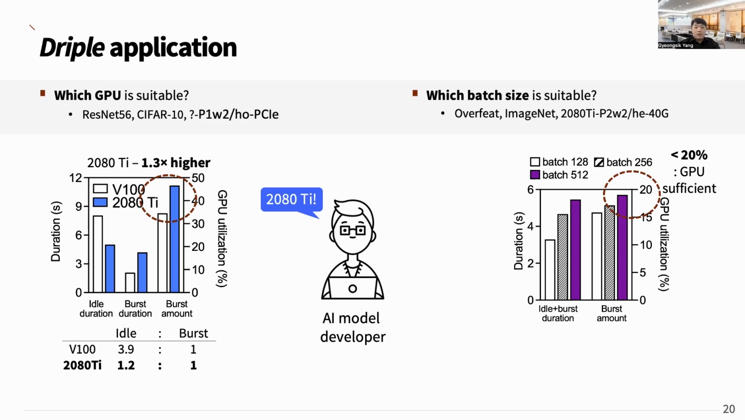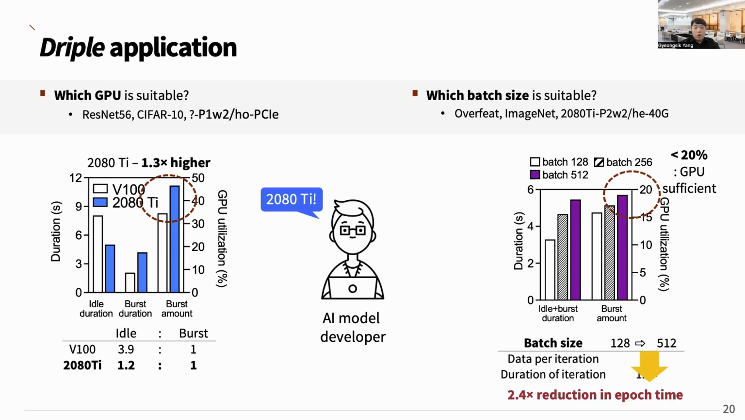In terms of the idle and burst duration, the data processed by an iteration increases 4 times when the batch size increases. But the required time per iteration increases only 1.7 times. This means that when the identical epochs are required for training, the training time will be 2.4 times shorter with the highest batch size. So the developer might choose the batch size with 512.